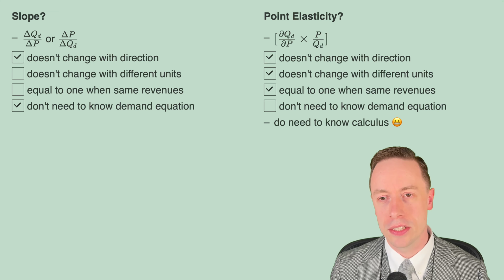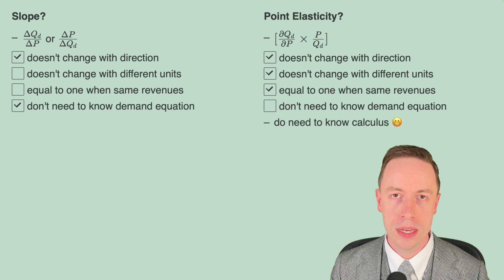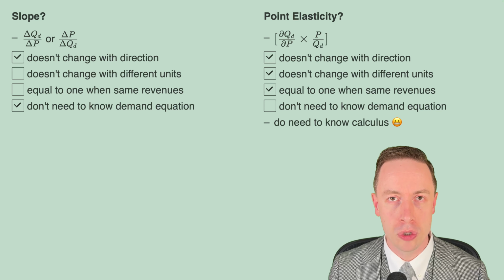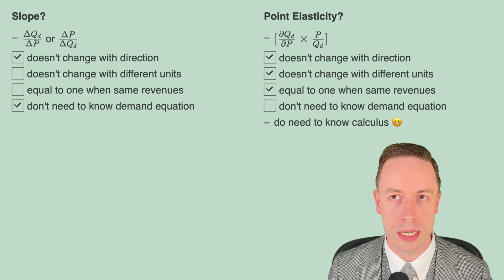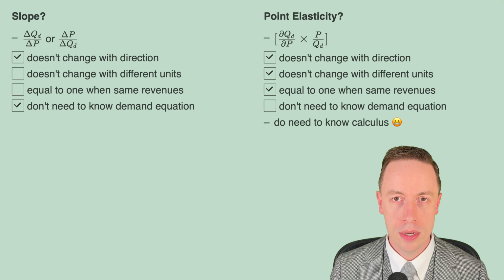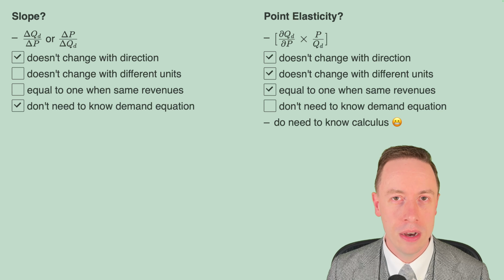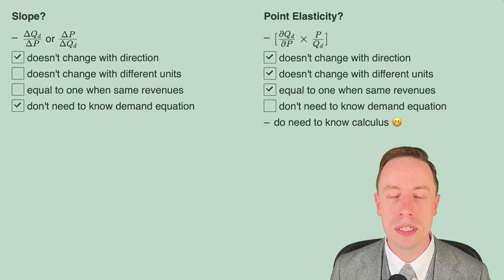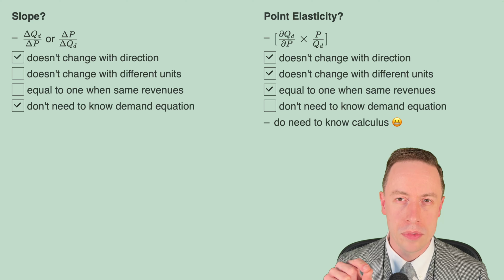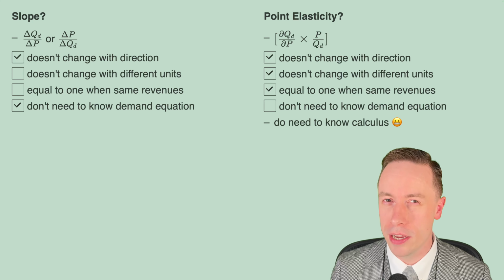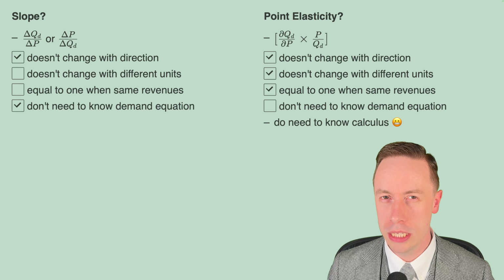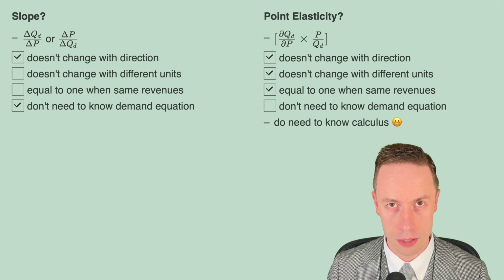And finally, it has this desirable property that it's equal to 1 when two revenues are the same number for two different points between which we're calculating this point elasticity. But the point elasticity does have one disqualification as well. In order to calculate a point elasticity, if you're looking at those funny looking d's there in the equation, those are partials out of a derivative. In order to calculate those, we would need to know the equation for the demand curve.